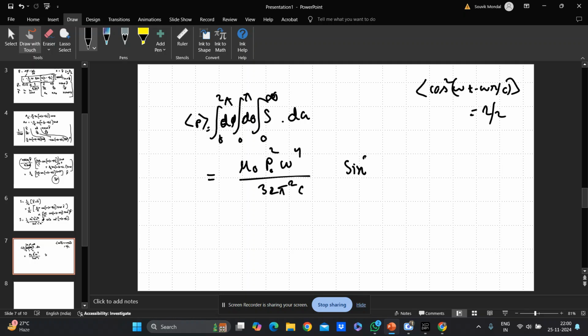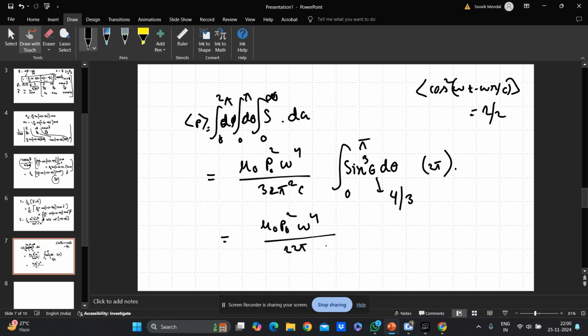Okay, so there is the integral of sine cubed theta d theta from 0 to pi. And d phi, the integration of d phi gives rise to 2 pi. Okay, so this thing will be 4 by 3. So mu naught p naught squared omega to the power 4 by 12 pi c. This will be your final answer.